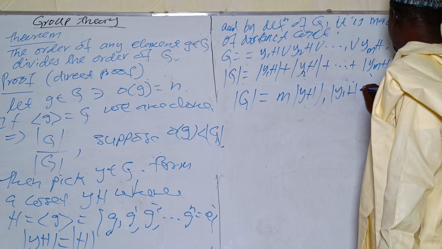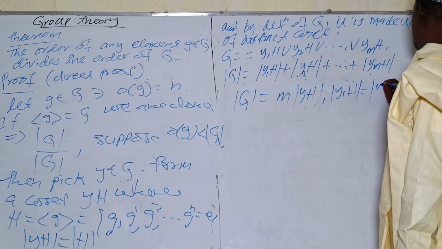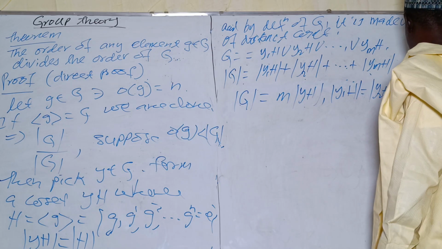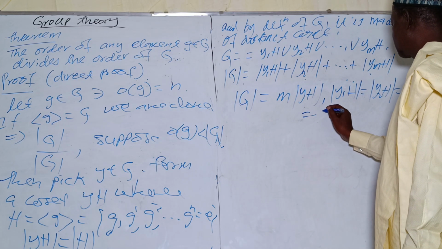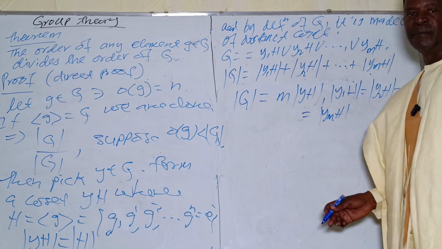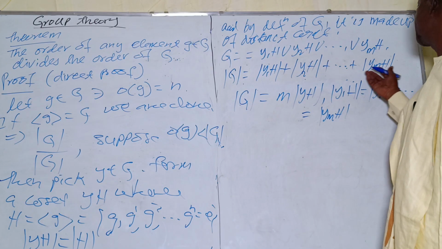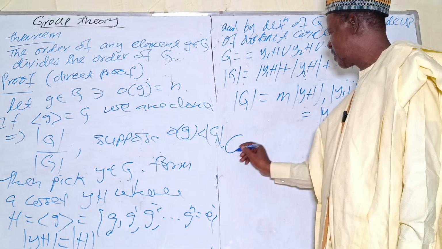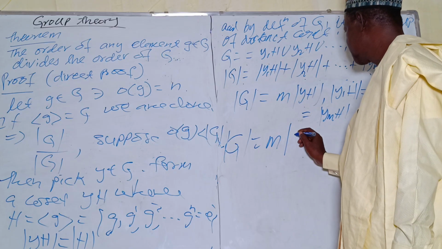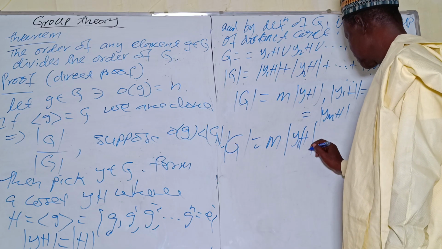the order of y1H is the same as the order of y2H is the same as, up to, the order of ymH. They are all the same by definition of cosets, all the cosets are the same. And we have m of them. So it means we can now write the order of G as m times the order of one of them, yH.